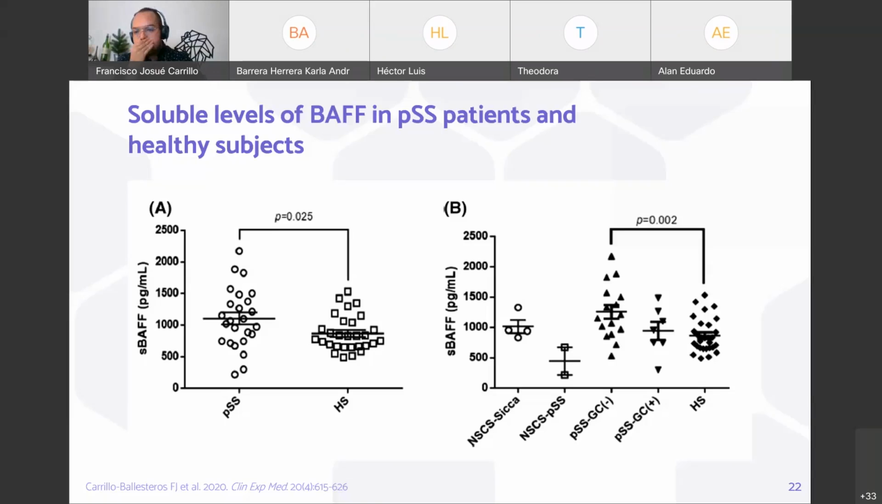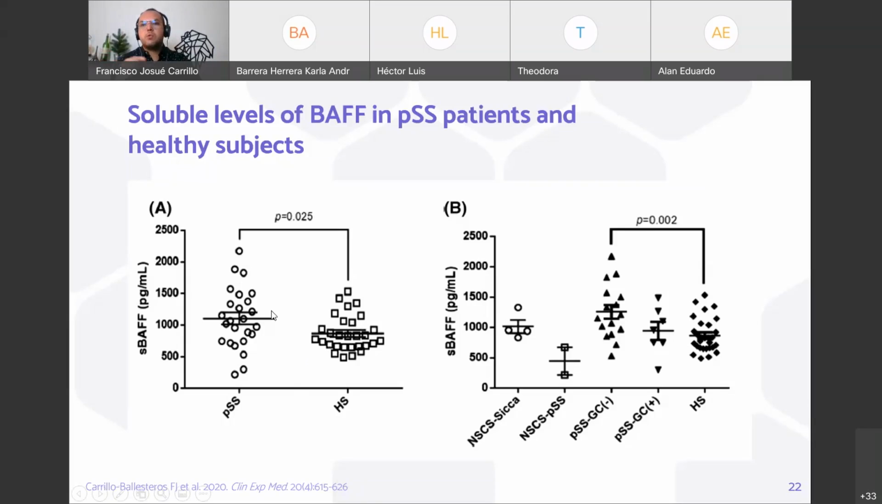So as you can tell in the results of this study, we started by analyzing the serum levels of the cytokine in both groups, especially the primary Sjogren's syndrome patients versus the healthy subject control group. As you can tell, we found higher levels of soluble BAFF in the periphery, with clinical significance between these two groups.